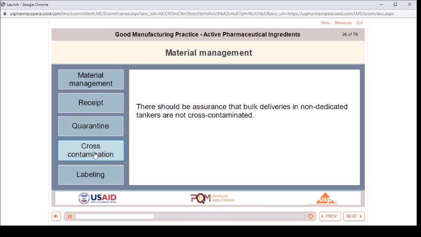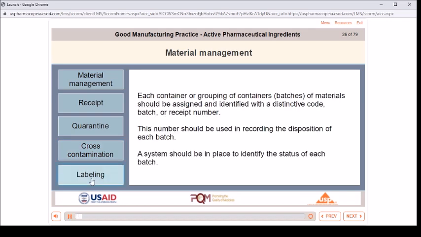Cross-contamination. There should be assurance that bulk deliveries in non-dedicated tankers are not cross-contaminated. Labeling. Each container or grouping of containers, batches, of materials should be assigned and identified with a distinctive code, batch, or receipt number. This number should be used in recording the disposition of each batch. A system should be in place to identify the status of each batch.